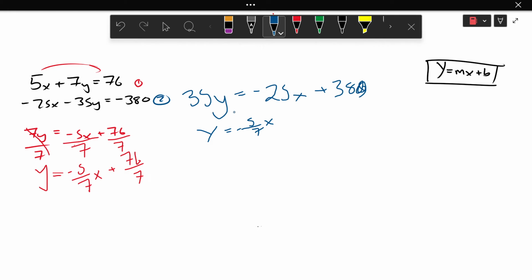But because we have the same slope, we already know we have either 0 or infinitely many solutions. So we're going to keep going. I'm going to divide by 35. 380 divided by 35.